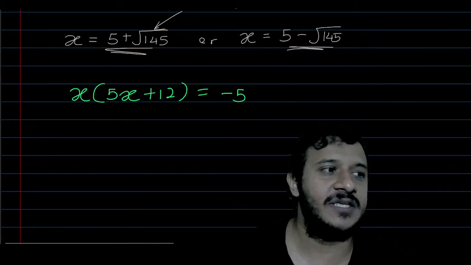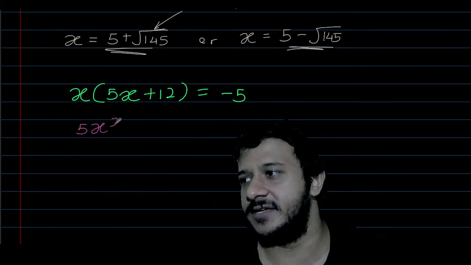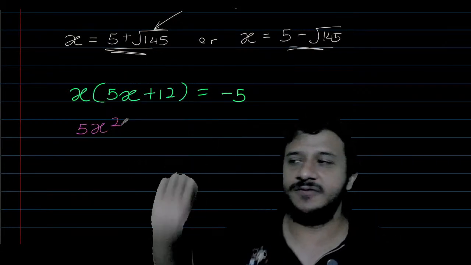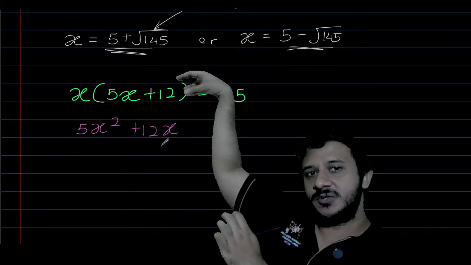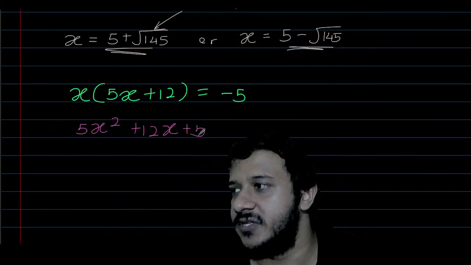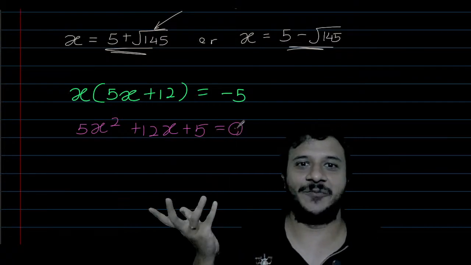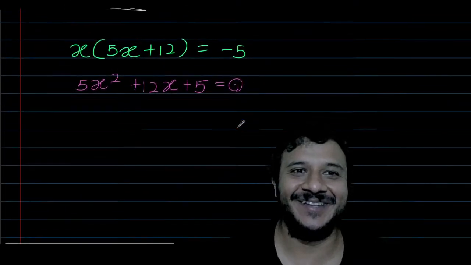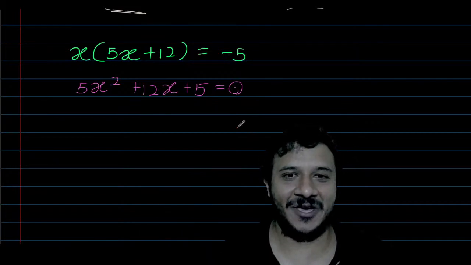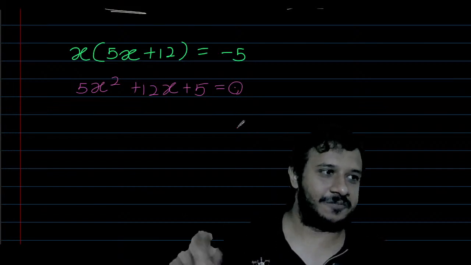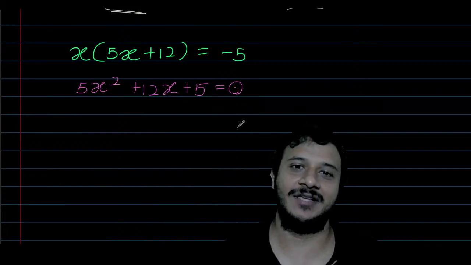Now, if I open this bracket, x times 5x will be 5x square. X times 12 will be 12x. This negative 5 will come to the other side as a positive 5 equals 0. Now on this side nobody is there, that means a 0 is there. Now, can we straight away start the complete square process? No, because there is a number in front of x square.